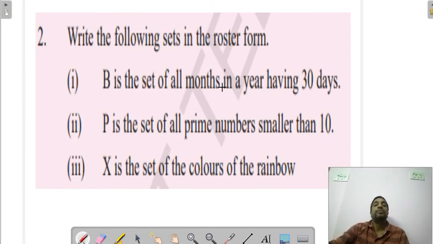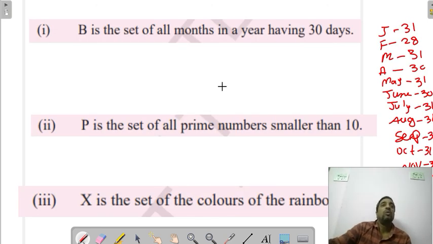Very good. Now, write the following sets in roster form. I think you all have understood how to write from set builder form to roster form, our list form.